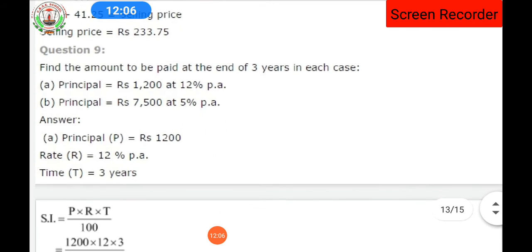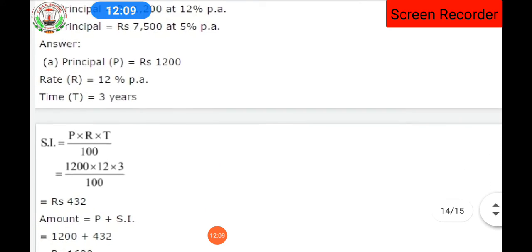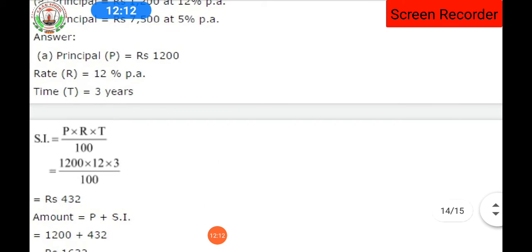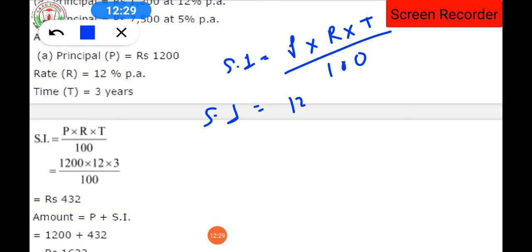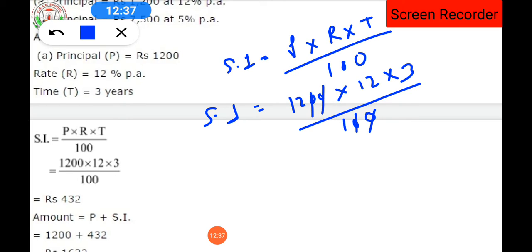Now as the time is given as 3 years, first what are we going to find? First we are going to find the simple interest. So what is the simple interest formula? As we know, SI is equal to P into R into T upon 100, where P is principal, R is rate, T is time. So we have P as 1200 rupees, rate 12% and time 3 years, divided by 100. So the 0, 0 from the numerator and denominator will get cancelled. Now SI is equal to 12 into 12 into 3 upon 1.